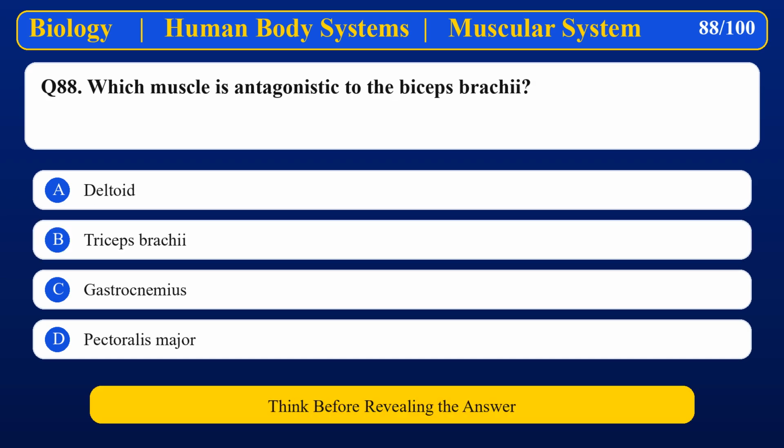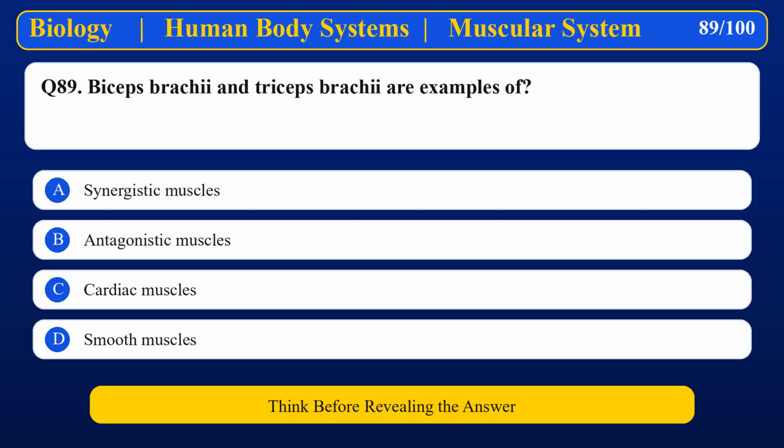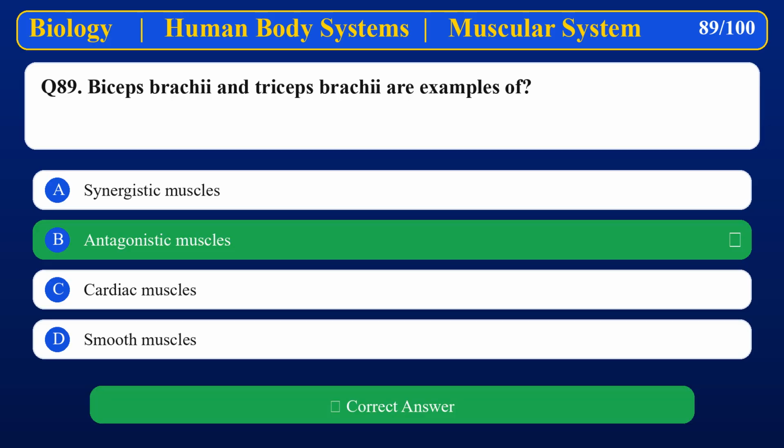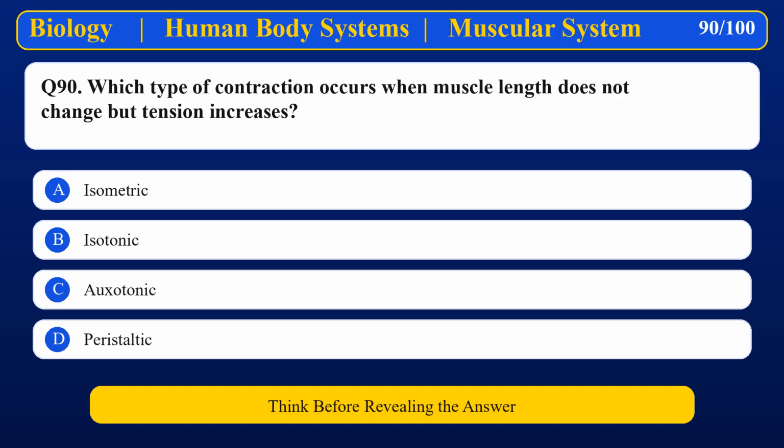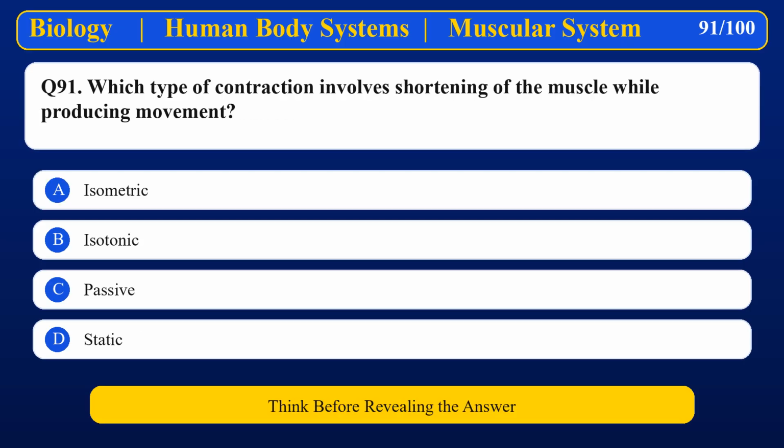Which muscle is antagonistic to the biceps brachii? Triceps brachii. Biceps brachii and triceps brachii are examples of antagonistic muscles. Which type of contraction occurs when muscle length does not change but tension increases? Isometric. Which type of contraction involves shortening of the muscle while producing movement?